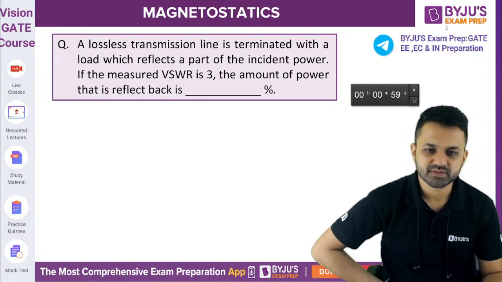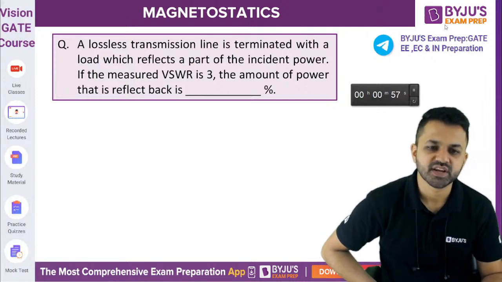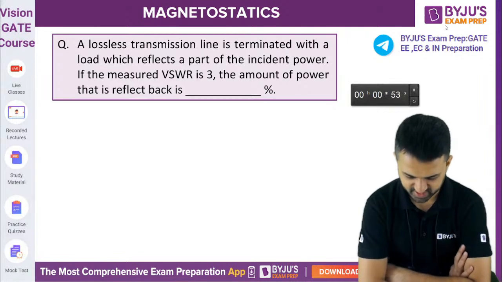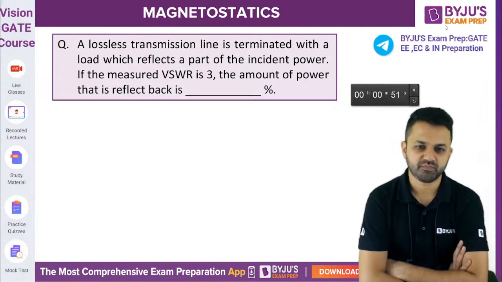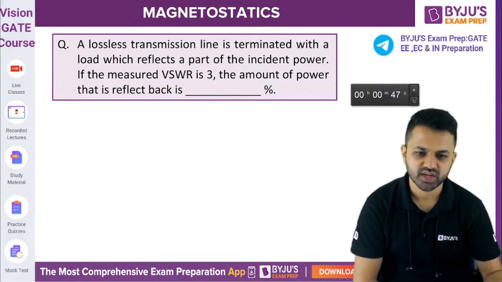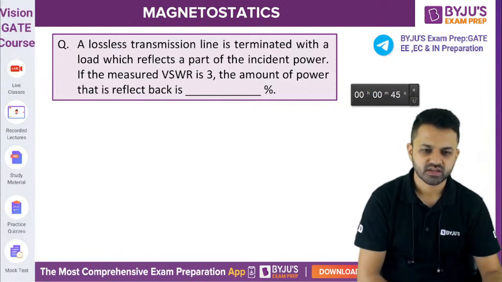A lossless transmission line is terminated with a load which reflects a part of incident power. If the VSWR is 3, then what is the amount of power that is reflected back? 25%. Okay. Bhanu has got 25%.